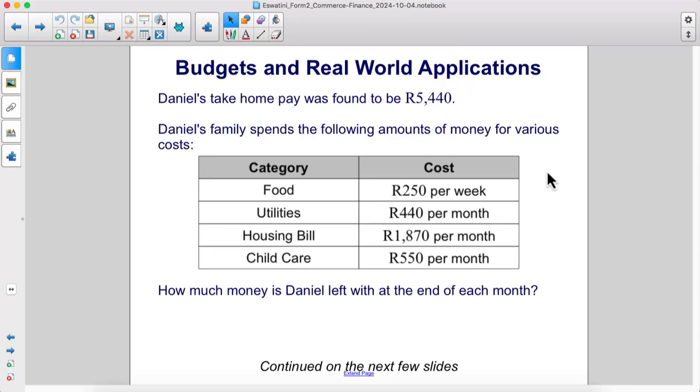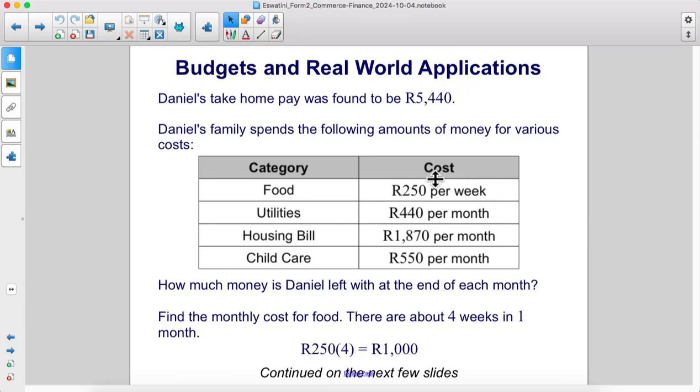Daniel's family spends the following amounts of money for various costs. For food, they spend 250 Rand per week. For utilities, like light, electricity and things, they spend 440 Rand per month. The housing bill is 1,870 Rand per month, and childcare costs 550 Rand per month. Therefore, how much money is Daniel left with at the end of each month?